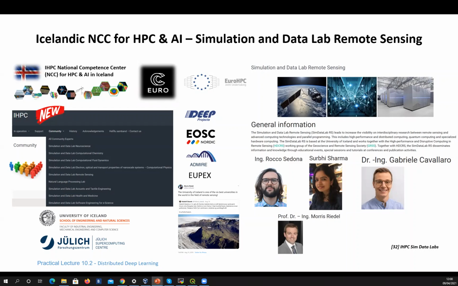The other ones are listed here, and there is the head, who is full professor Maurice Riedel, and also my other supervisor, Dr. Cavallaro, who will speak in the next lecture, and also a new member who is Surbhi Sharma.